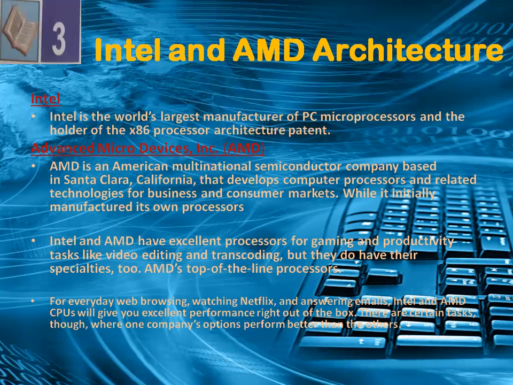Intel and AMD have excellent processors for gaming and productivity tasks like video editing and transcoding, but they do have their specializations up to AMD's top of the line processors. For everyday web browsing, watching Netflix, and answering emails, Intel and AMD CPUs will give you excellent performance right out of the box. There are certain tasks where one company's option performs better than the other.